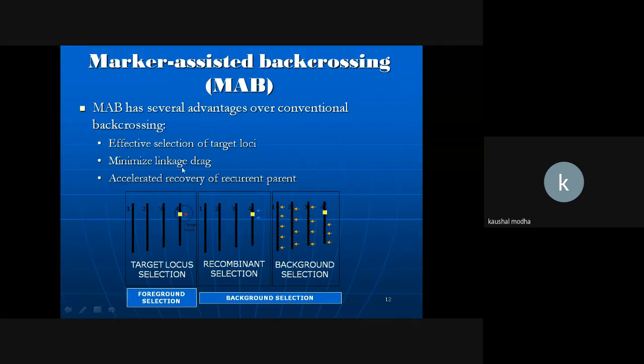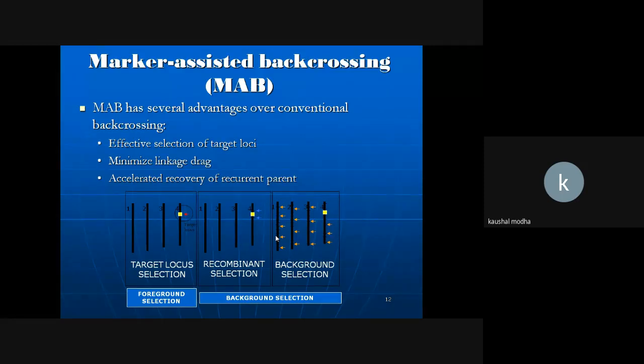It minimizes the linkage drag by utilizing two flanking markers surrounding the target locus. I will talk about this. It is called recombinant selection. Especially this is utilized to minimize the linkage drag. And then the background selection, where we select the background of the backcross progenies. Maximum number of the loci should be from the recurrent parent. That's the meaning of background.